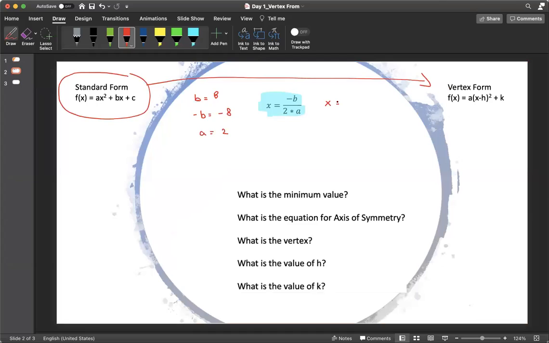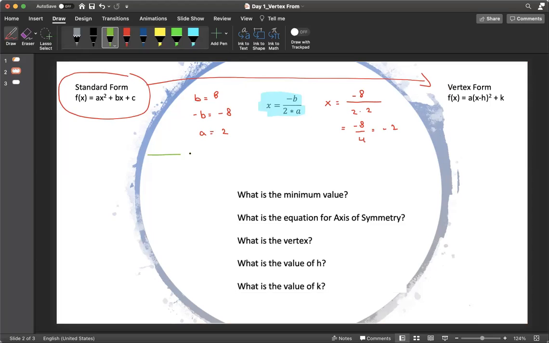we are going to have x is equal to our negative b, which is going to be our negative 8, divided by our 2 times a. And our a value in this case is 2. So our answer is going to be negative 8 divided by 4, which simplifies to a negative 2. So this is the first part in getting to our vertex form. So I just showed you how to use our formula, x is equal to negative b divided by 2a.